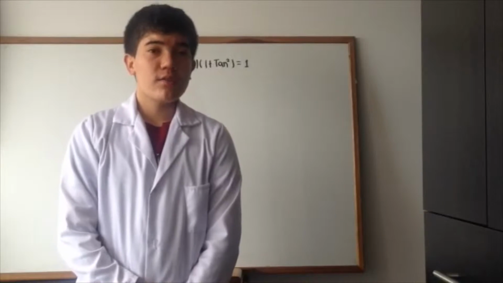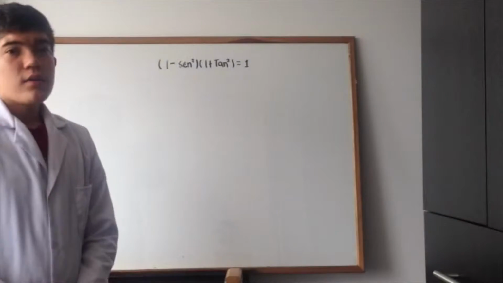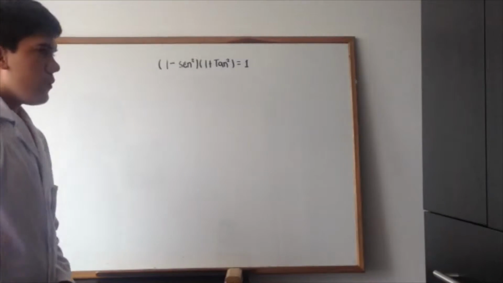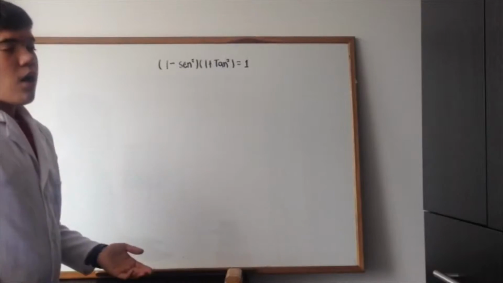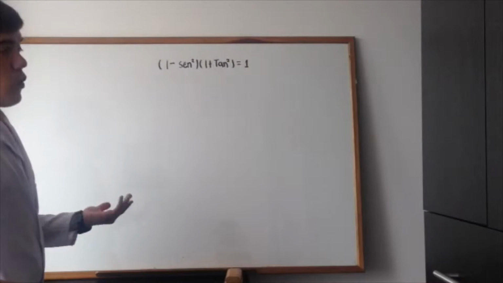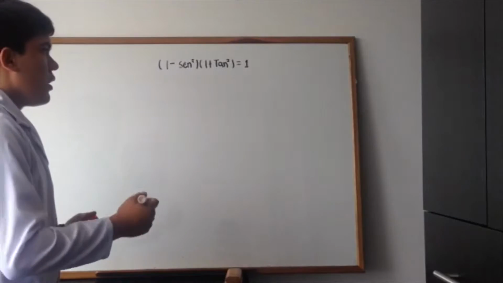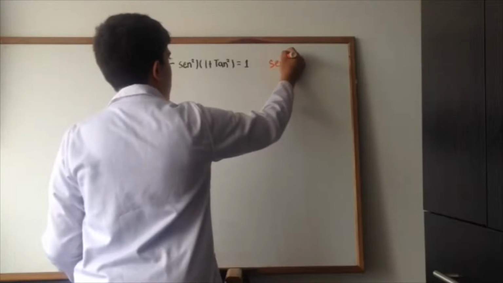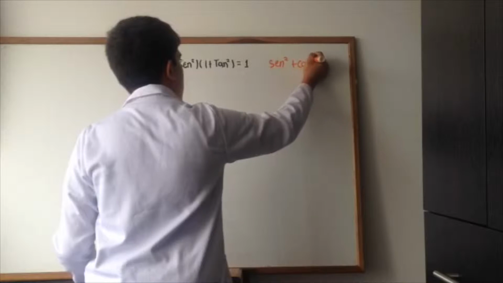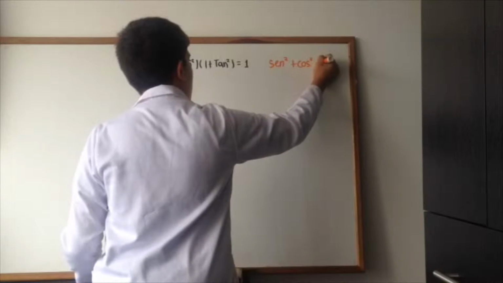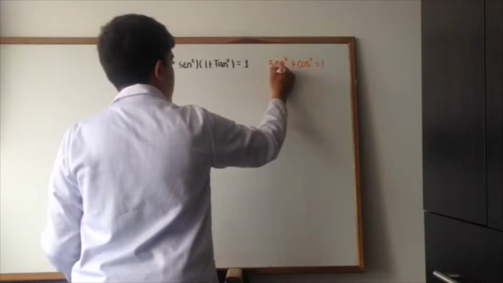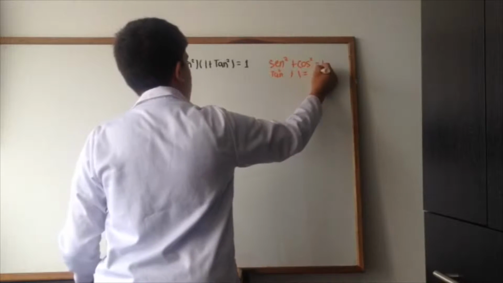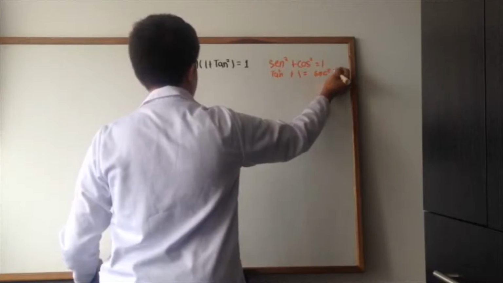Hi, I'm Nicolas Cortez. Let me show you how to do this exercise. Use, obviously, the trigonometric identities. So, this exercise is so easy. Why? Well, we know the trigonometric identities. That is sine square plus cosine square equals 1. Tangent square plus 1 equals secant square.